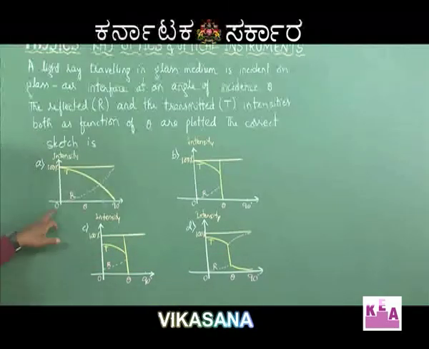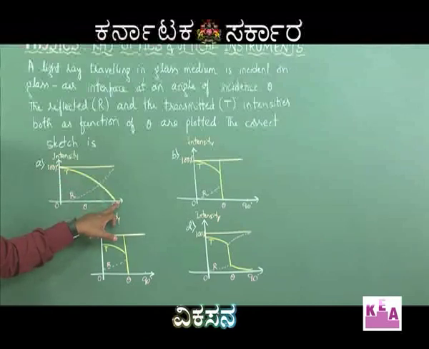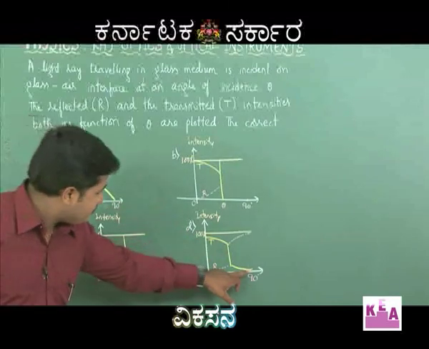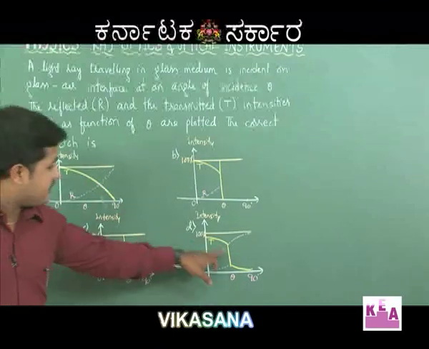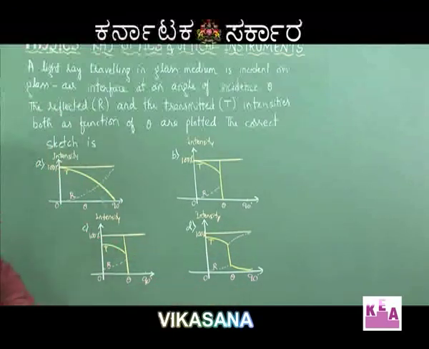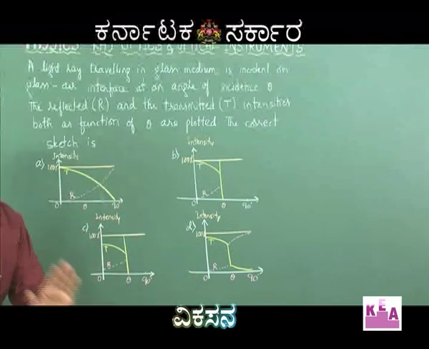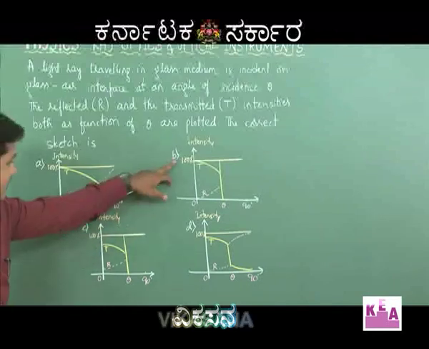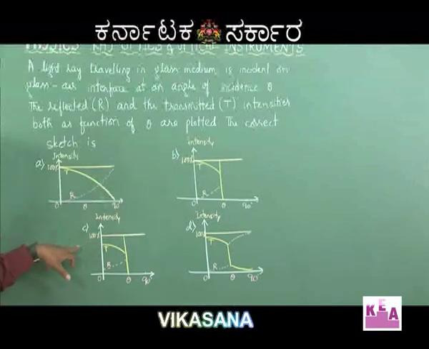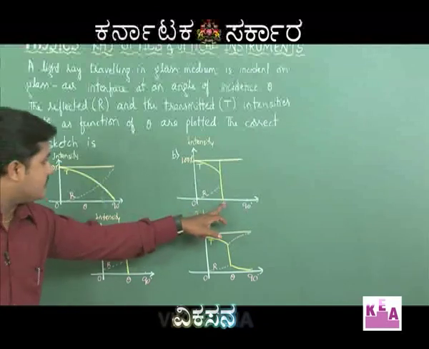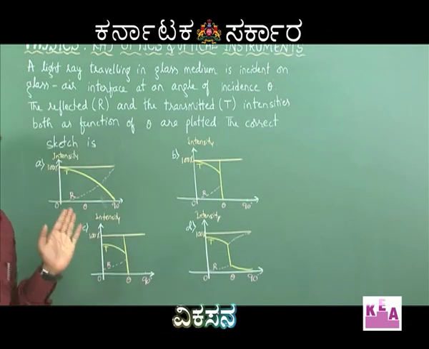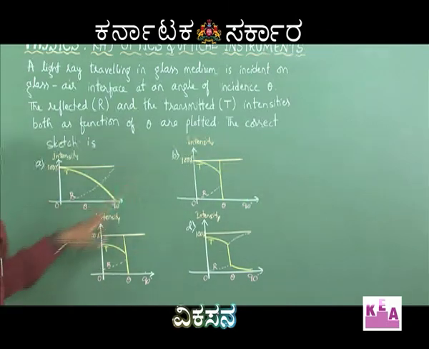So look at options A and D. These suggest that from 0 to 90 degrees you have transmitted intensity, which is impossible. These two say that transmission takes place from 0 to 90 continuously. So these two must be wrong, because after the critical angle there is no transmission at all. It is 100% reflection. Look at options B and C. These two depict this concept clearly. That is, after some theta no transmission at all. So out of these two, B and C, one must be the correct answer.